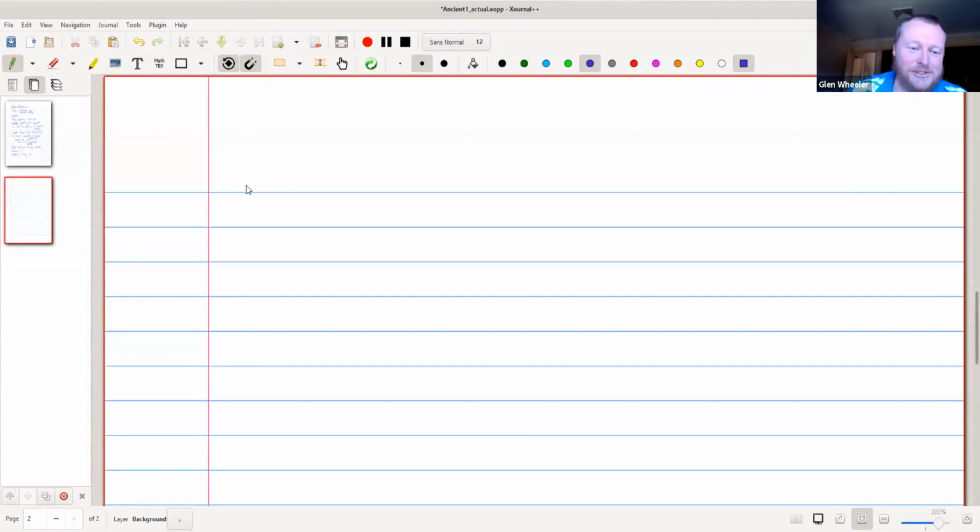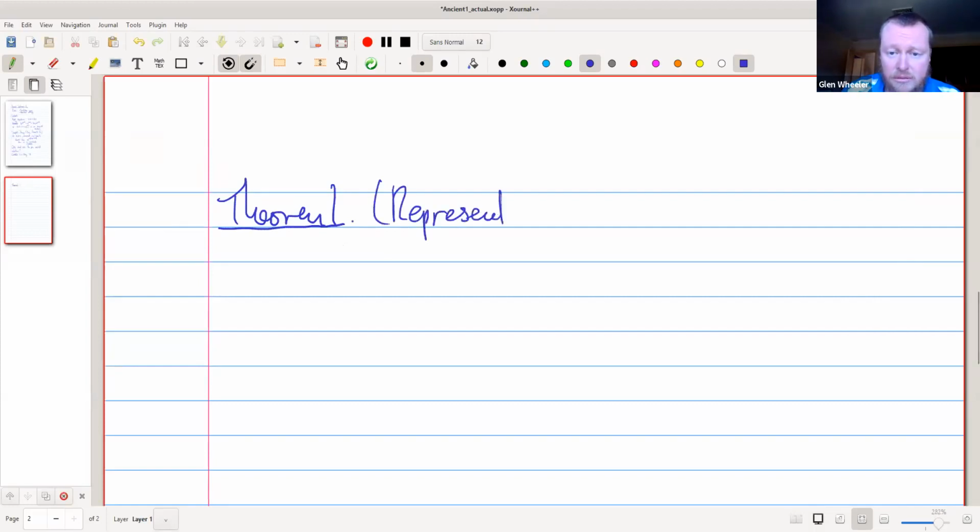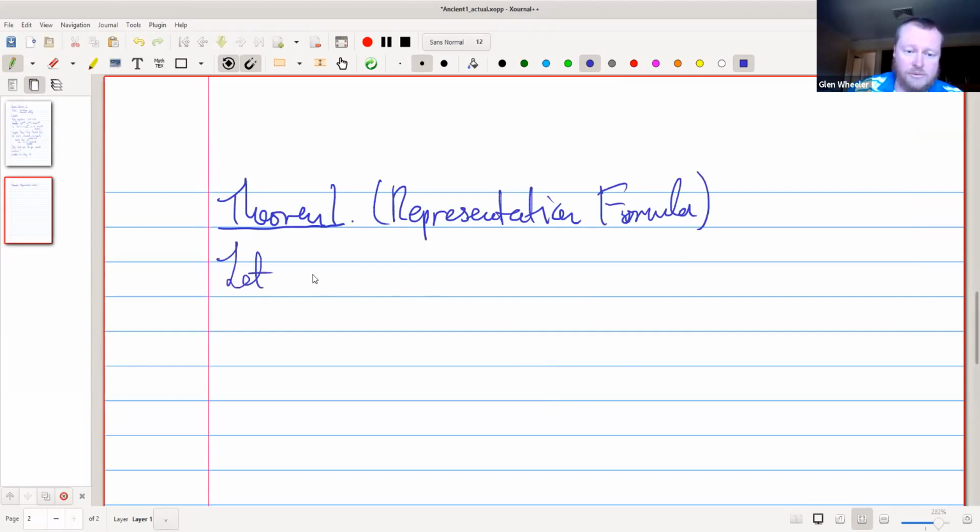Okay, so the first theorem. Theorem 1. It's a representation formula. So maybe I'll just write this here. What does it look like? It goes like this. We let u be a non-negative solution to the heat equation, in Euclidean space of course.